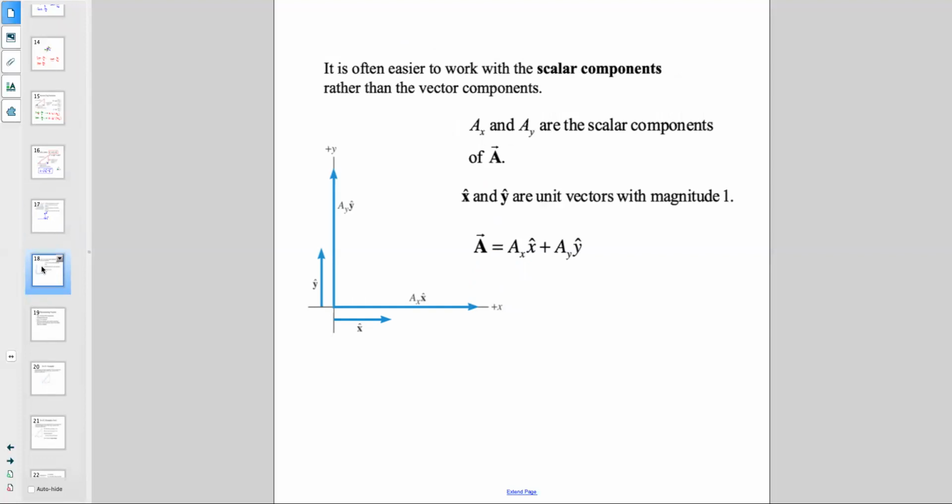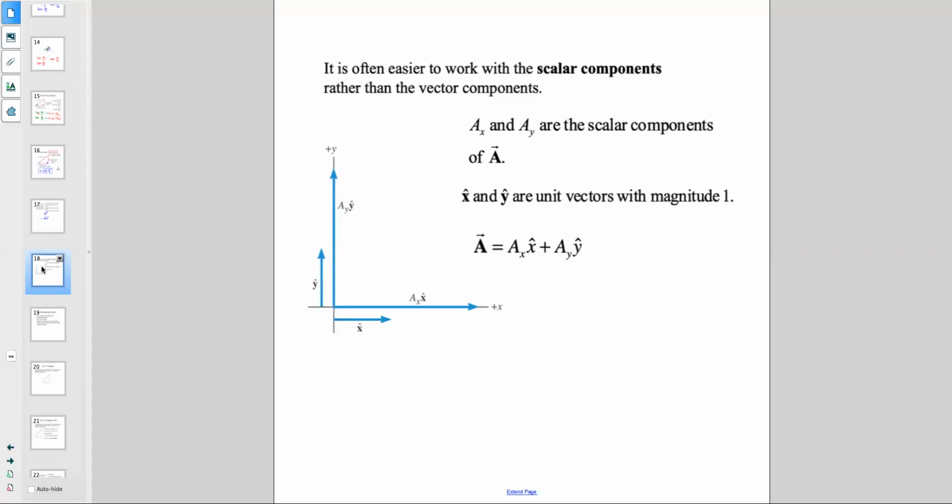It's often easier to work with scalar components rather than vector components. And that's where those unit vectors come in. Those unit vectors are, as I said, crucial and play an important role in our vector analysis. So it's important to be able to work with them. A sub x and A sub y are the scalar components of vector A. x hat and y hat are unit vectors of magnitude 1.